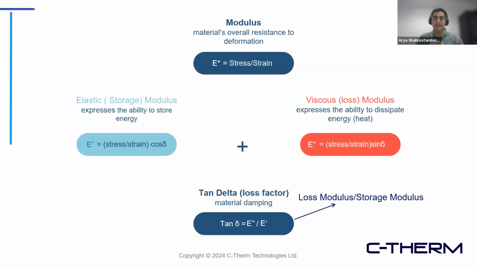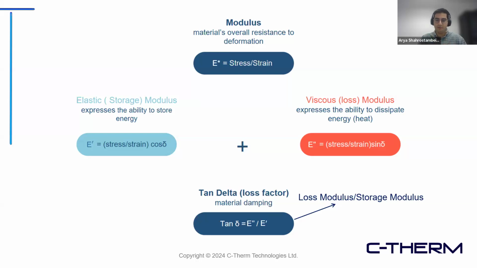And so basically it stores the energy, the potential energy that it previously had while you were holding the ball from a certain height. And then on the right-hand side, you see a viscous component, which expresses the ability to dissipate energy through heat, through the matrix of your material. Storage modulus is shown by E prime or G prime, and viscous modulus or loss modulus is shown by E double prime or G double prime.